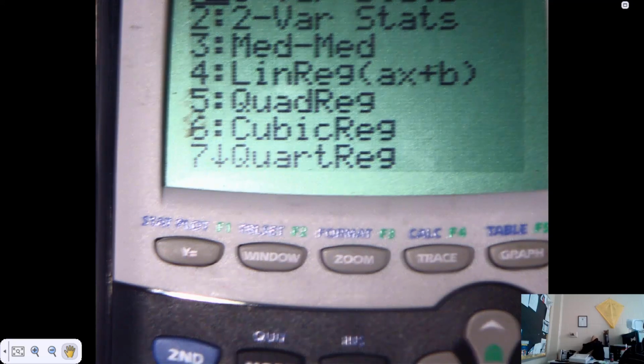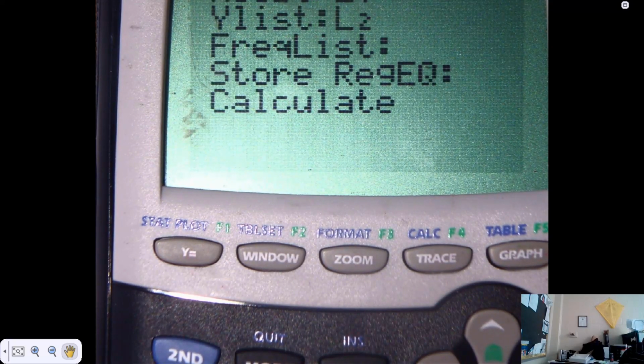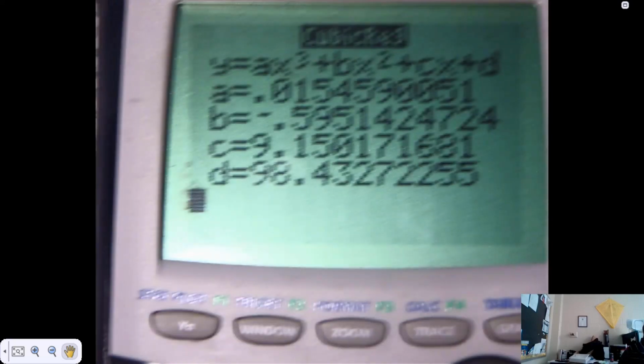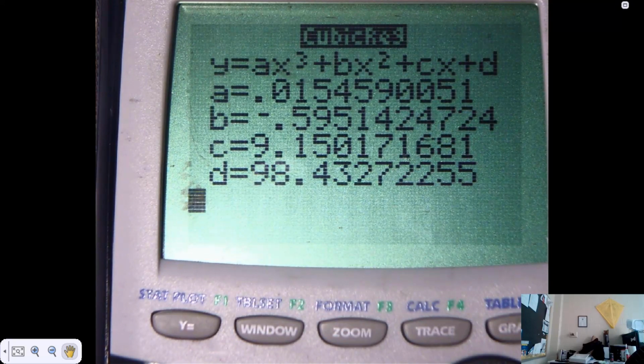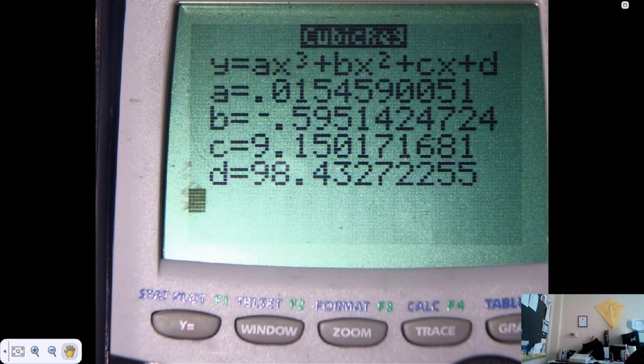6. It amazes me every year the number of kids that miss calculator problems. This one I have to scroll down to calculate. And all you do is you put A, B, C, and D exactly where they belong in a nice little form that it gives you, kids. It's not hard to do.